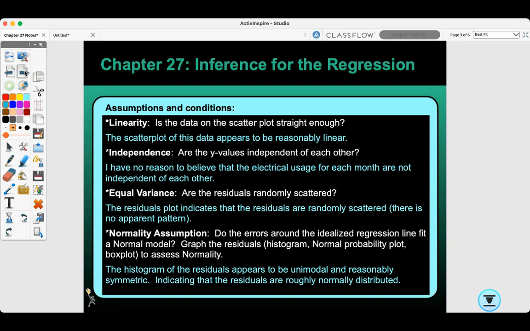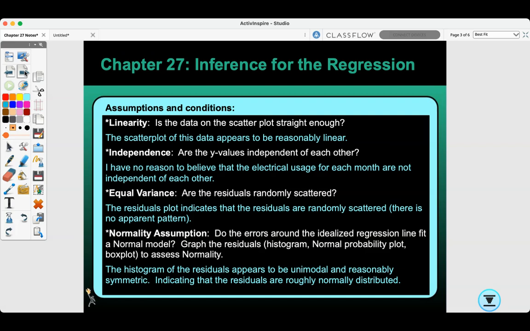Our assumptions and conditions. Linearity: is the data on the scatter plot straight enough? The scatter plot of this data appears to be reasonably linear. That word reasonably has to go with linear. You can't say just linear. Independence: are the y values independent of each other? I have no reason to believe that electrical usage for each month are not independent of each other. Equal variance: are the residuals randomly scattered? The residuals plot indicates that the residuals are randomly scattered. There is no apparent pattern.